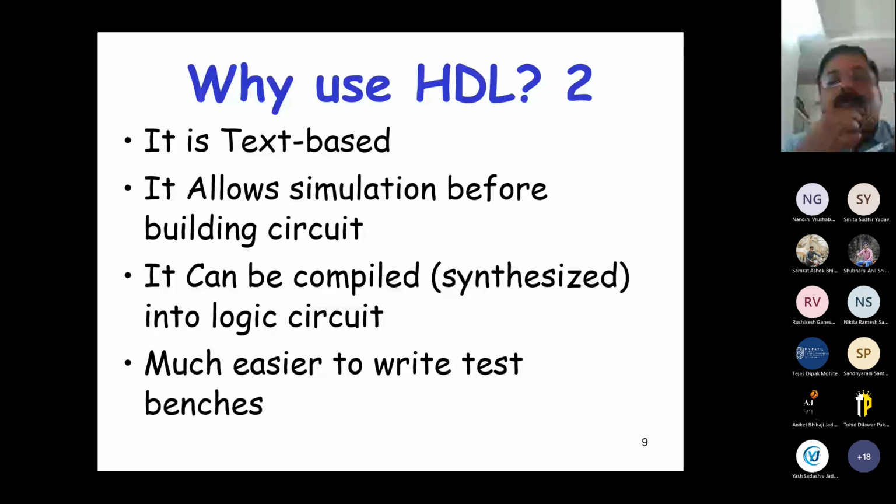One more reason why HDL is used is because it gives more abstract models of the circuit, it is easier to write, and you can do the simulation faster. It is a more flexible language. It provides sequencing because it allows both the model and the test bench to be written together. That is the success of Verilog.